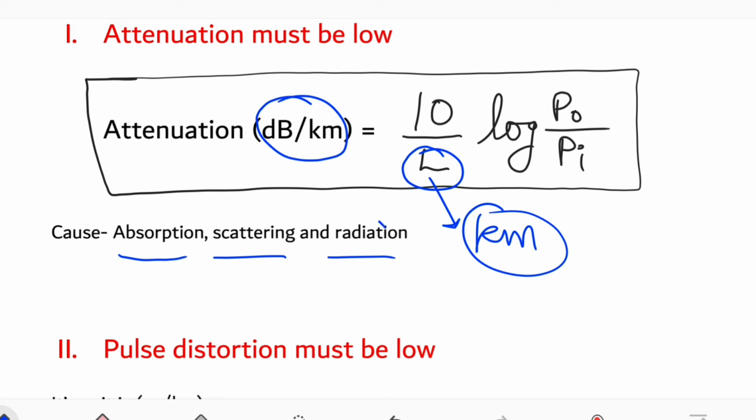And radiation is by means of bending of light. In case of bending, the light is not reflected back at the core cladding interface, and it just enters into the cladding and gets radiated. In that way, the radiation loss is there.